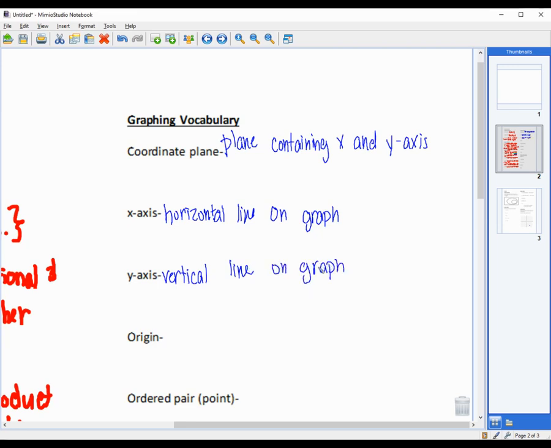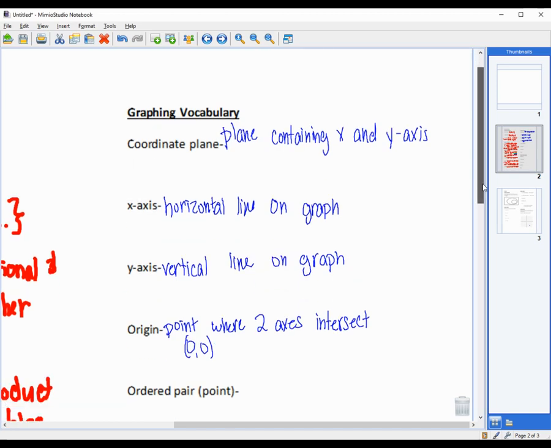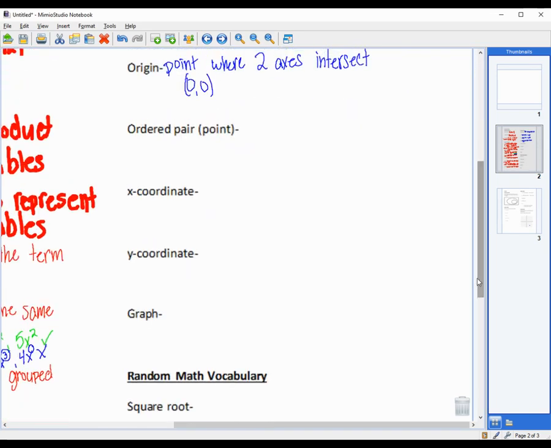All right, now the origin. The origin is the point where two axes, which is just the plural version of axis, intersect. Okay, and the origin will always be 0, 0. Okay, the origin is always 0, 0. So I just gave you an example here of an ordered pair with 0, 0.